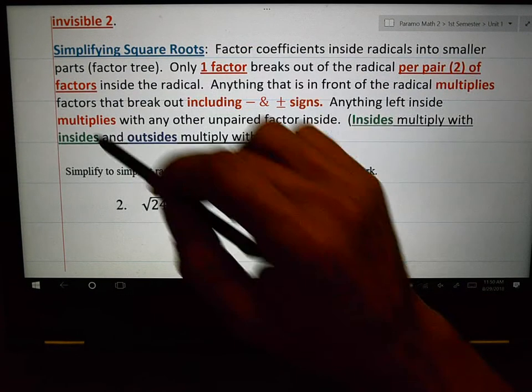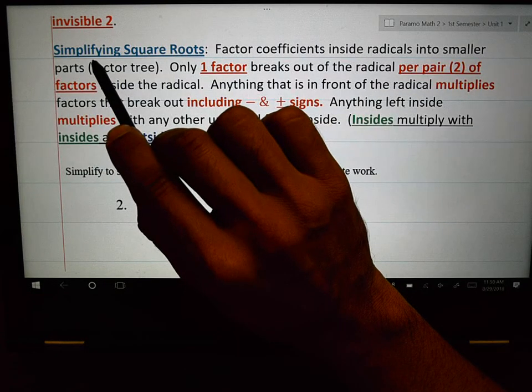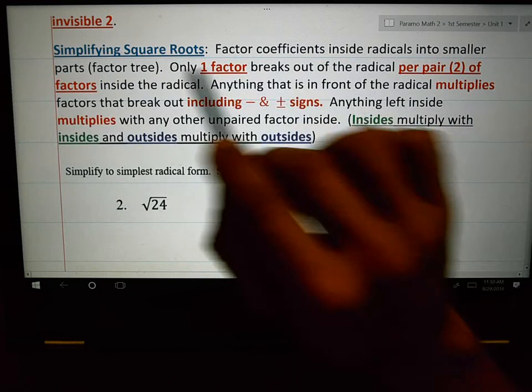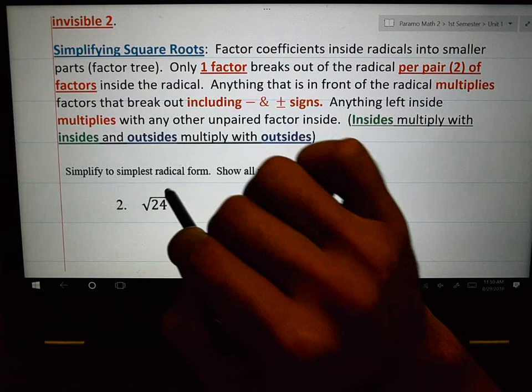But that's what this paragraph states. We're going to simplify them. How do we do it? We're going to factor the coefficients inside using a factor tree. A lot of you know what that means. I'm going to show you an example on number 2.